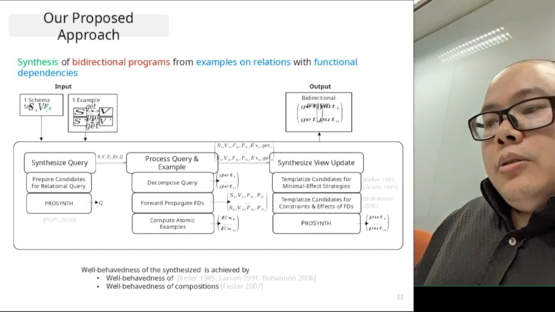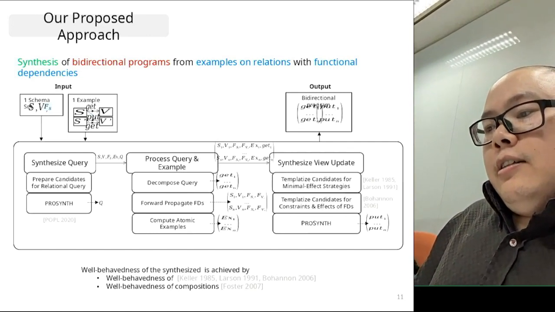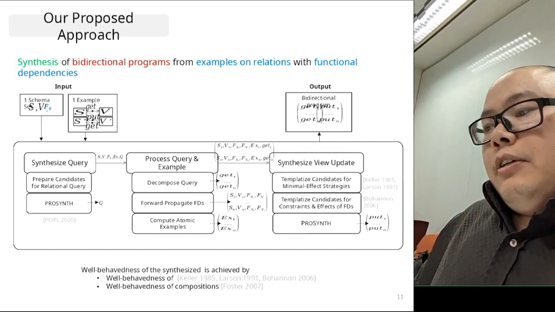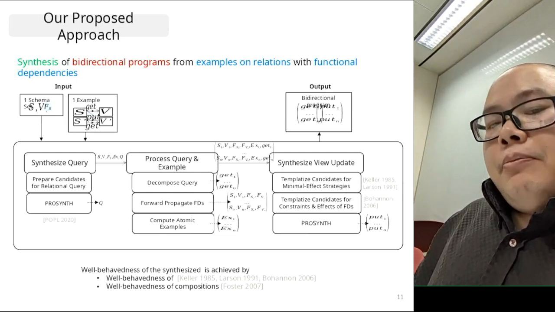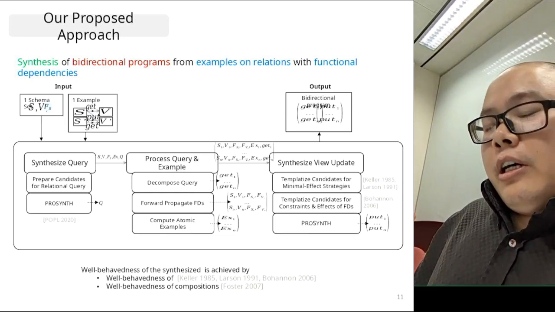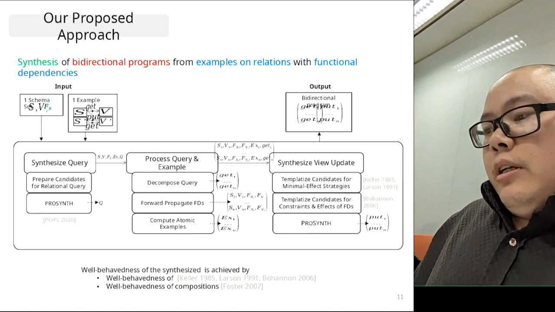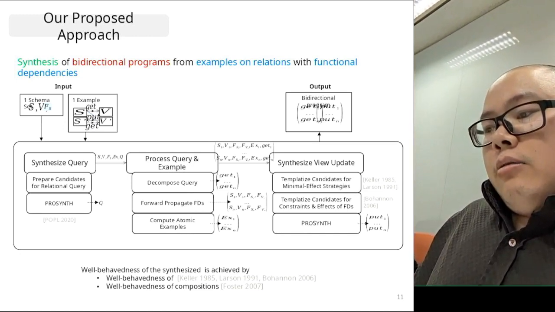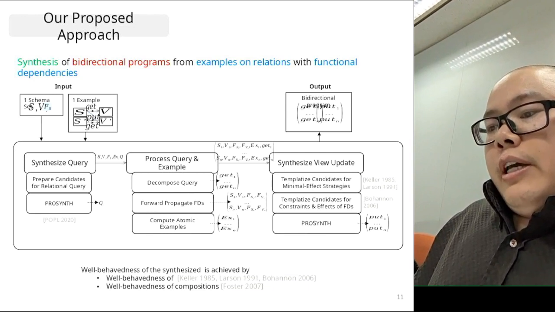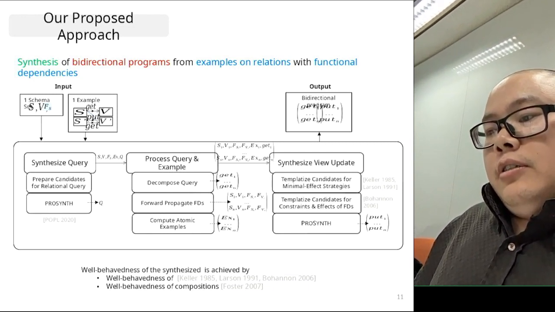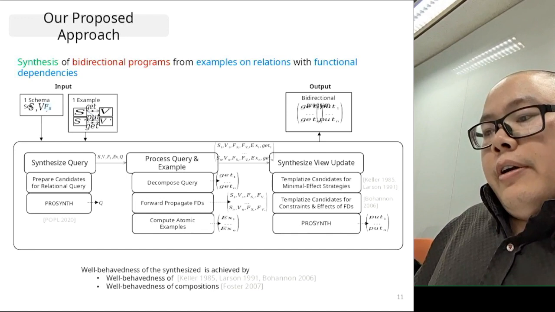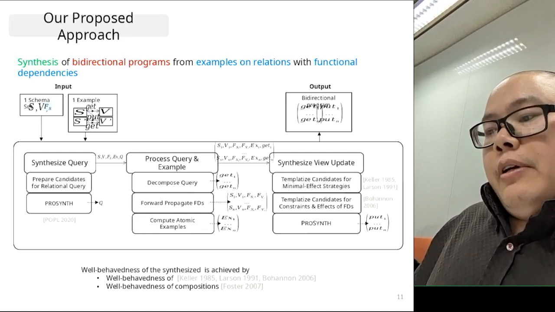The last step is to synthesize a view update program. Now we have the query, and we have some information about dependencies for several atomic portions. We will design some templates that encode the minimal-effect view update strategy, encode the constraint and effect of functional dependencies, and the well-behavedness will be embedded in these templates.